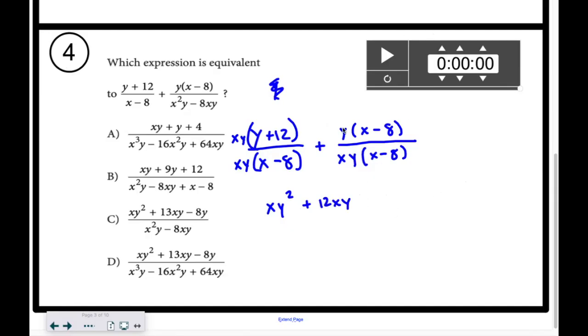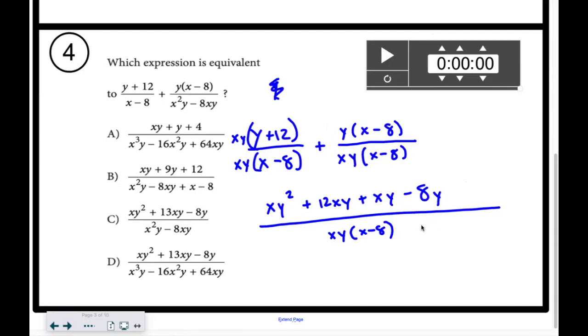And then over here, I get plus yx, which is just really xy, and then minus 8y. And then I just have my common denominator. Then I would stop there. So you want to make sure you stop a little bit early on problems sometimes, so you're not just wasting time writing. I mean, at this point, we can figure out our answer.